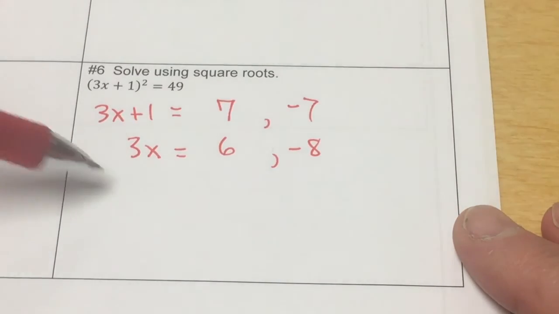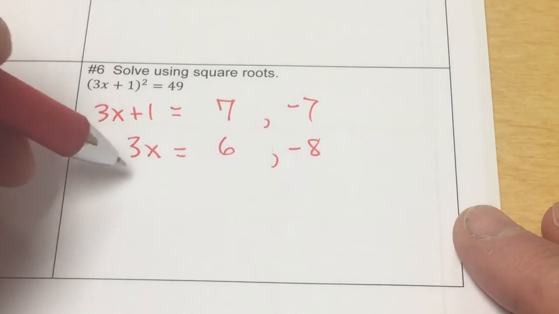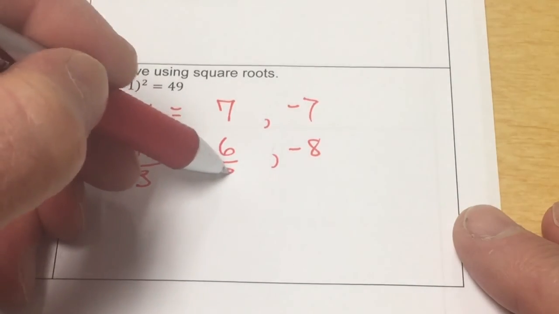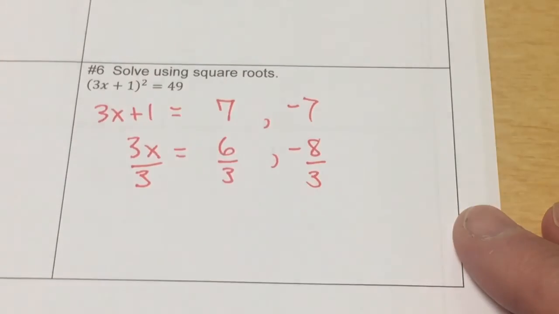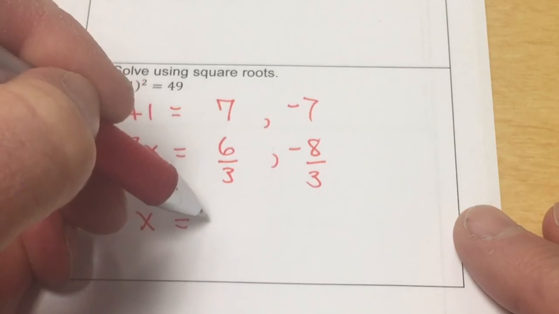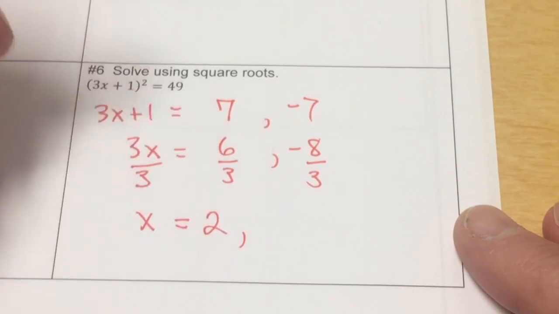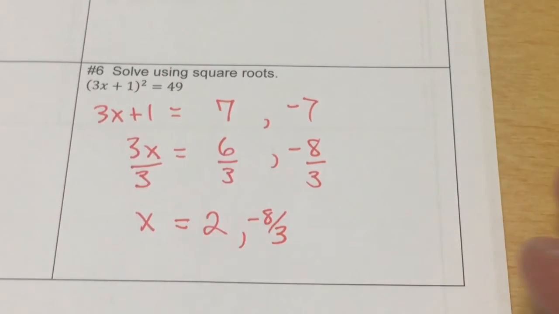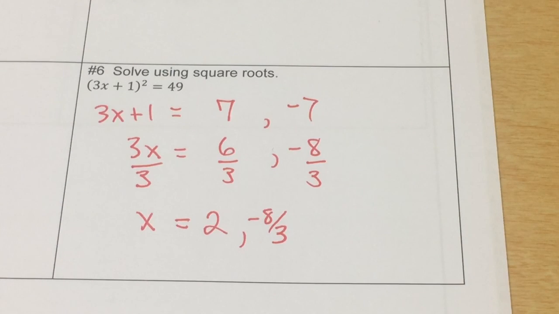And then finally we still need to undo the 3. So we're going to divide by 3, and dividing both of these by 3 because we had two answers that we needed to divide by 3. 6 divided by 3 is easy, that's 2. The other one, we're just going to have to leave that like a fraction. And that's a quick review of solving by square roots.